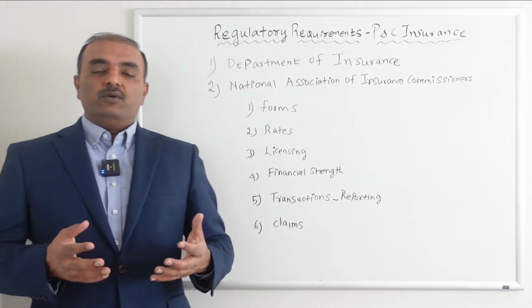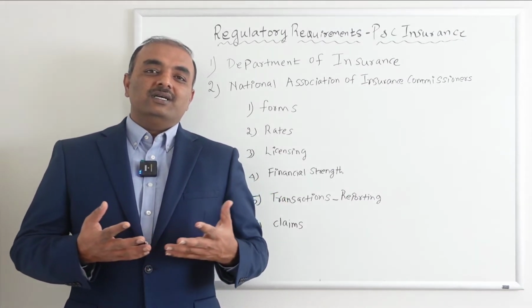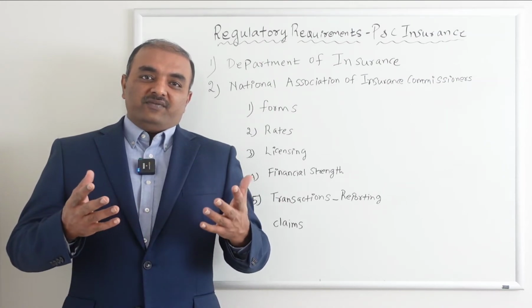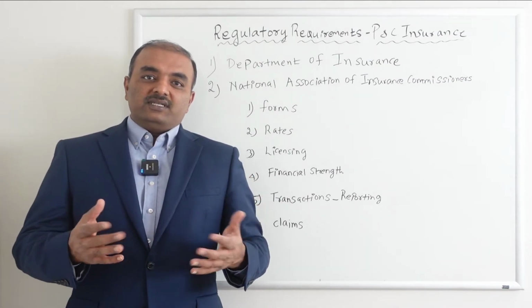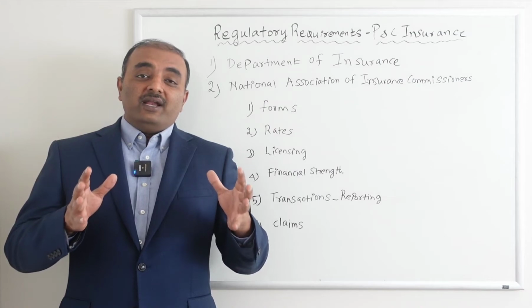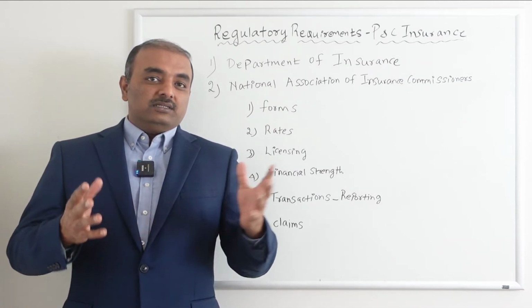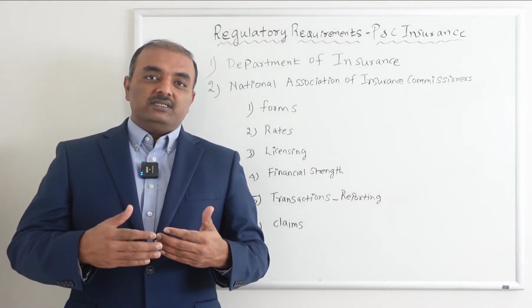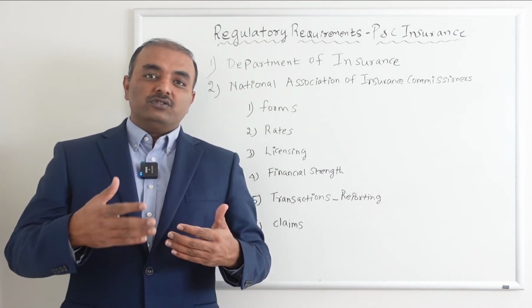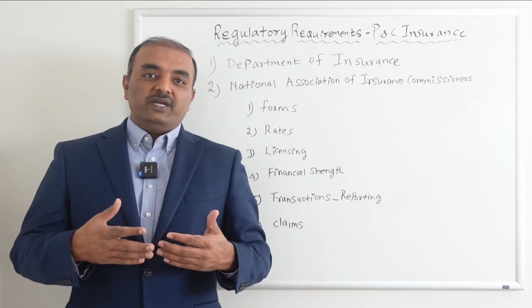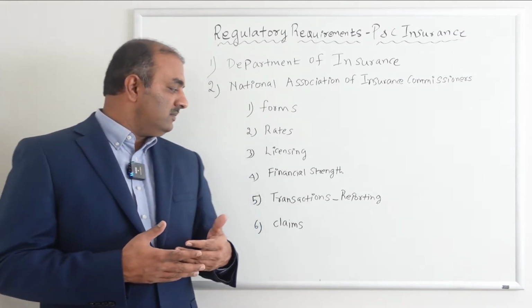Financial strength, very important. We want to make sure that if there is a claim, if there is a catastrophic loss, the insurance company has enough financial strength to pay the required claim. So this Department of Insurance on a regular basis evaluates the financial books of the insurance companies to make sure that they are strong enough.